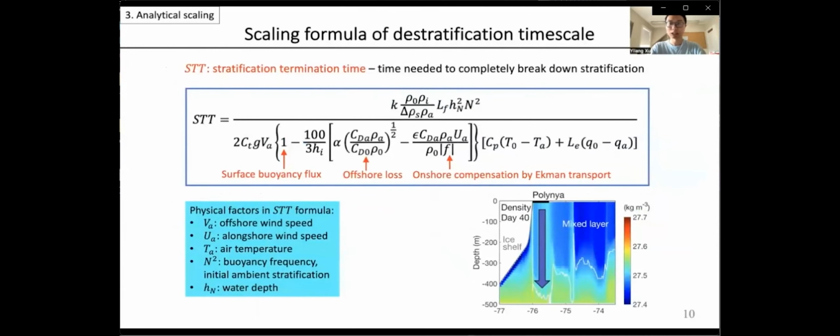We can define the stratification breakdown time, STT, which is the time needed to completely break down stratification in the polynya water column. I'm not going into the details of the derivation, but essentially, we have included the three-dimensional circulation of the dense water in the formula of STT. The surface production of the dense water, the offshore loss of the dense water induced by the offshore winds, and onshore compensation by the Ekman transport are all included. We can also identify the key physical factors that affect the stratification timescales, and they are listed in this blue box here.